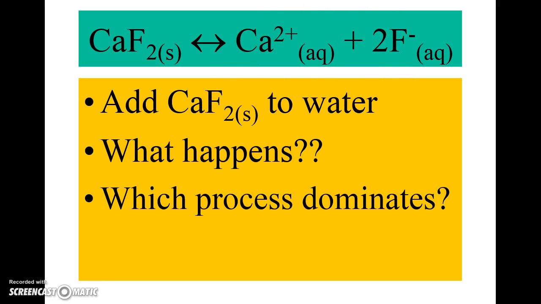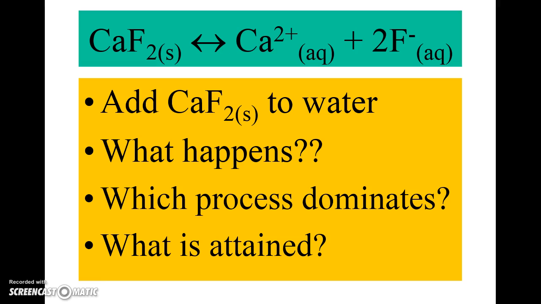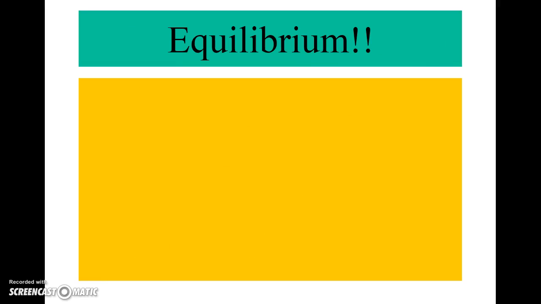But eventually, what is attained? We'll attain equilibrium. When we attain equilibrium, we'll have a fixed amount of calcium fluoride, the extra that hasn't dissolved, and we'll have our ions. But know that equilibrium is never static, and that some of these might come back together to form calcium fluoride, and when it does, some of these will break apart to make calcium and fluoride ions.